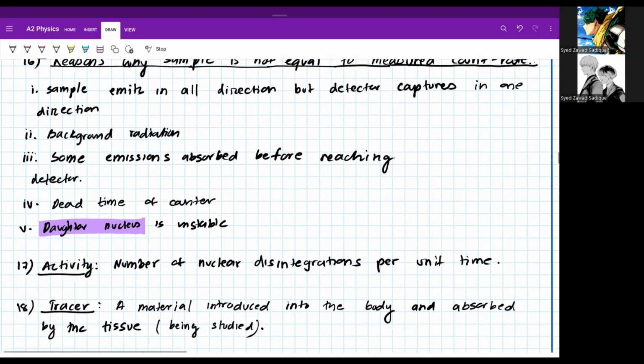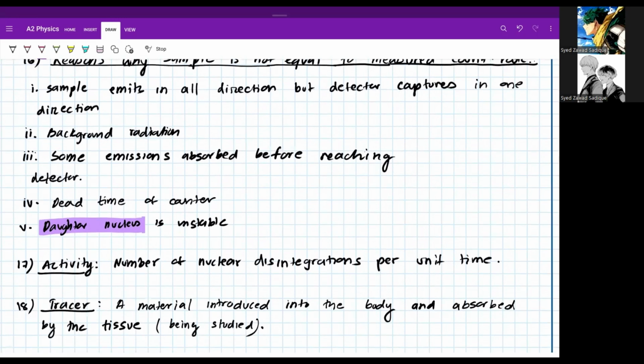Do you guys know what daughter nucleus is? Let's say an unstable nucleus that has given out an alpha particle or beta particle or gamma ray photon, and it turns into a new nucleus with a different number of protons and neutrons. Now, this nucleus can also be unstable, and this nucleus is called daughter nucleus. Okay, so that's all you have to know.